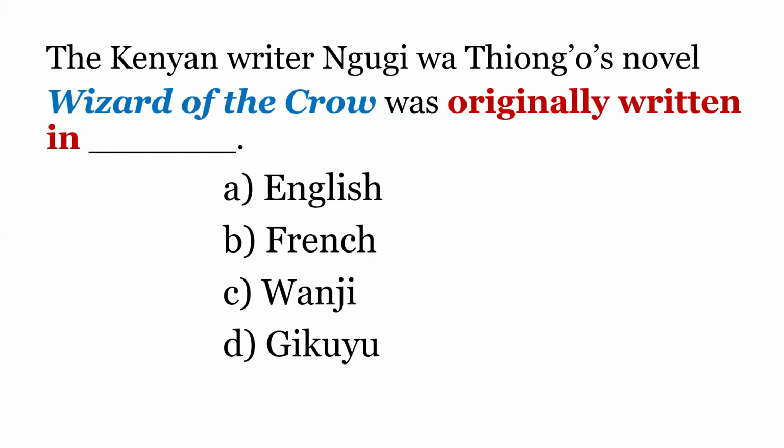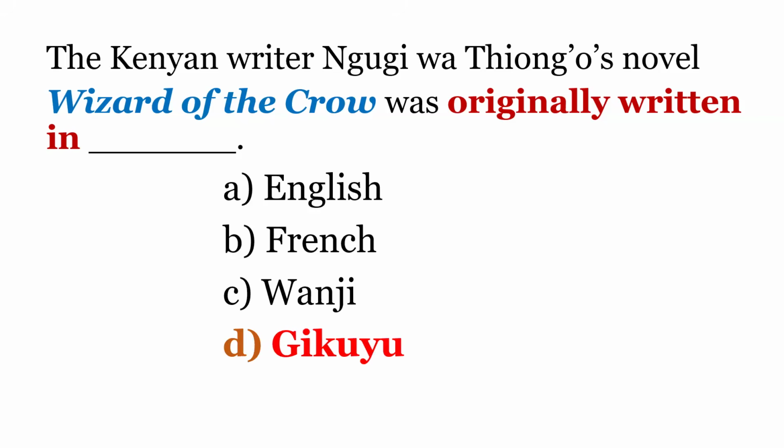Next question. The Kenyan writer Ngugi wa Thiong'o, his novel Wizard of the Crow was originally written in option A, English, B, French, C, Wanji, W-A-N-J-I, D, Gikuyu, G-I-K-U-Y-U.